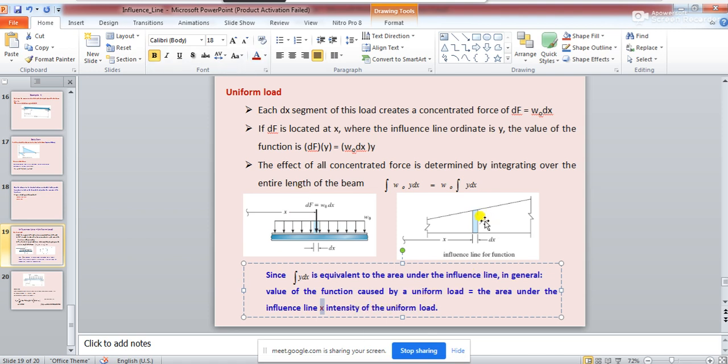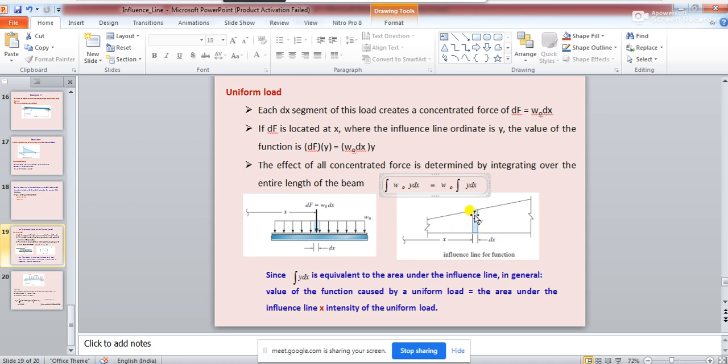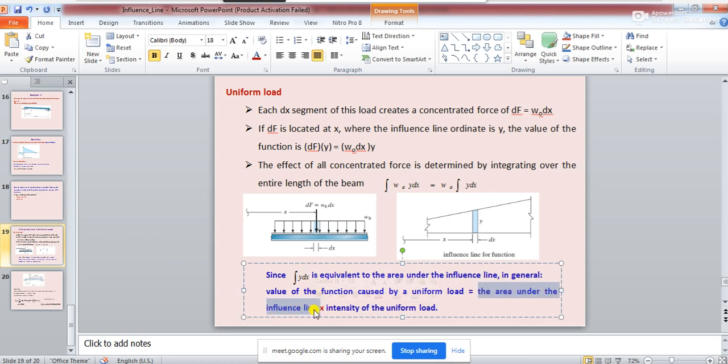So what you'll have to do is just multiply. This integration y dx is nothing but the area under the influence line diagram, right? So you take the area under the influence line and multiply it by the intensity of the uniformly distributed load. This is actually W0, the intensity of the uniformly distributed load. Is this clear to everyone? This mathematical formulation is clear?